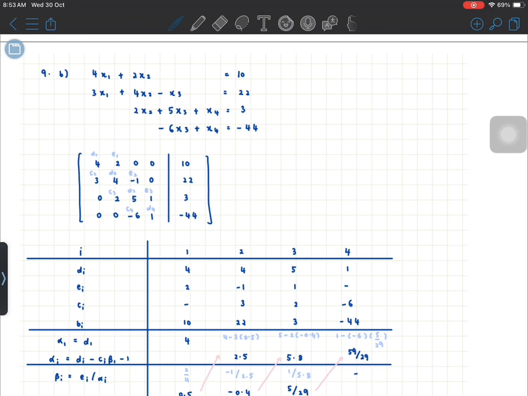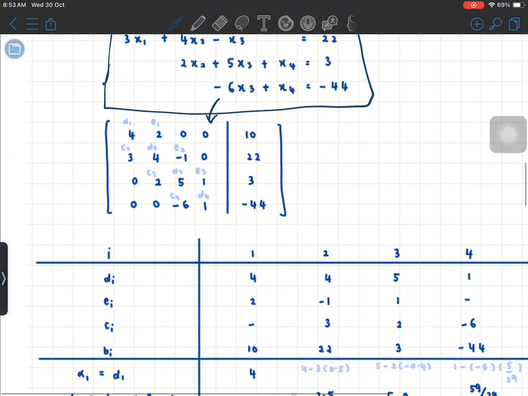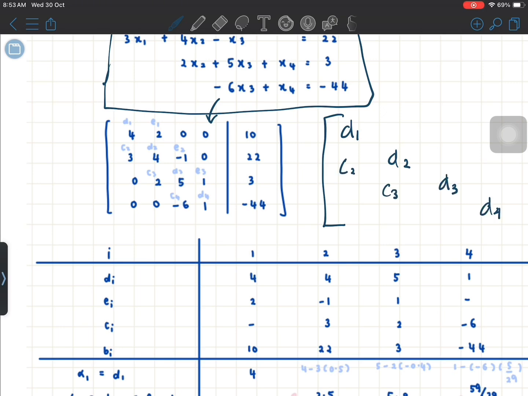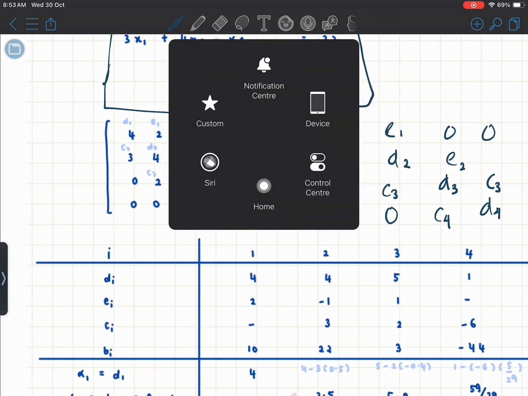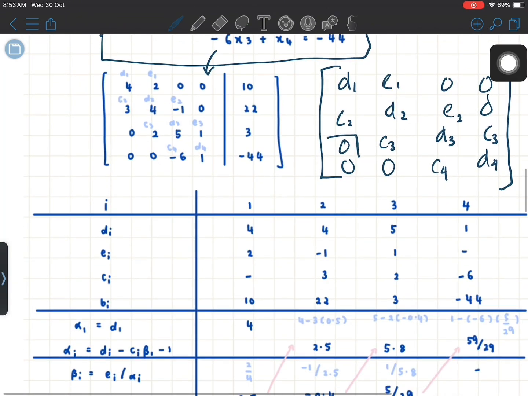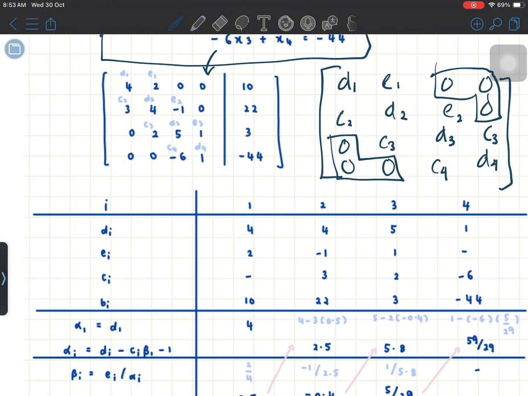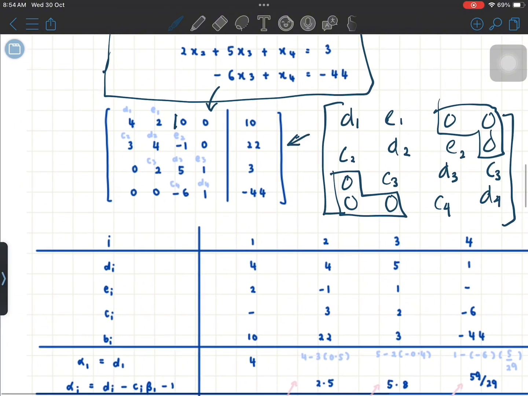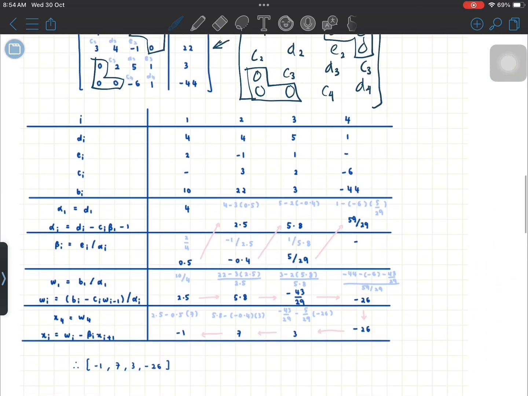So for question 9b, this is the given equation from the question, and then we transform it into the matrix form, which we also have to arrange in the form of d1, d2, d3, and d4. So here is our c2, c3, c4 is 0, 0, 0. So this is e1, e2, e3, 0, 0, 0. For the arrangement, make sure the 0 is diagonally over here, and we can see it's already arranged in that form. So we can proceed to the next part, which is the table of the Thomas algorithm.